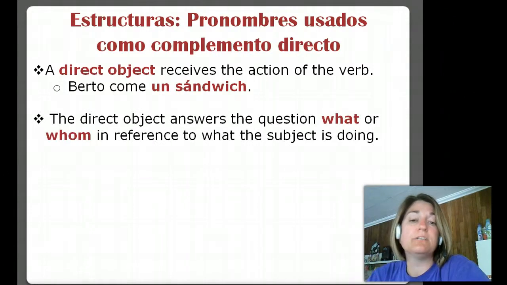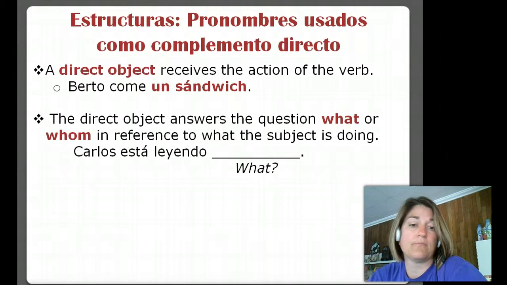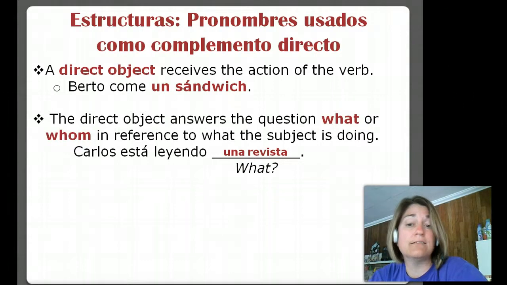The direct object answers the question what or whom in reference to what the subject is doing. So going back to that previous example, we could say Berto eats what? A sandwich. Carlos está leyendo what? Carlos is reading what? Una revista. Carlos is reading a magazine. So a magazine is the direct object in this sentence because it answers the question what?